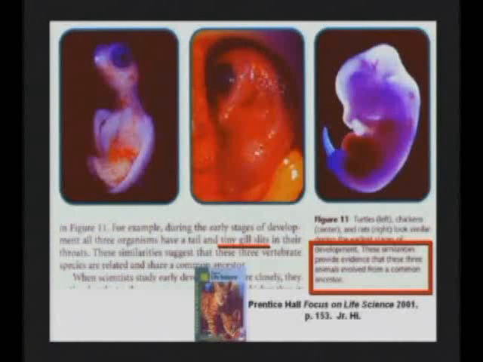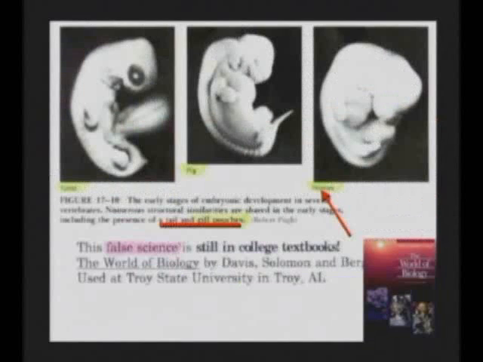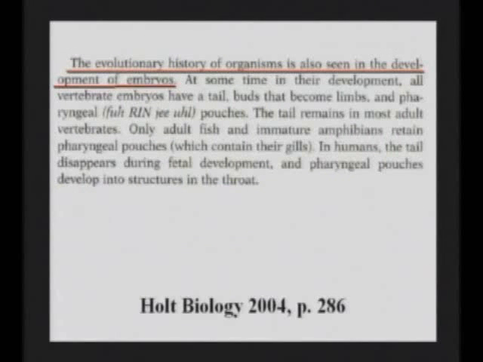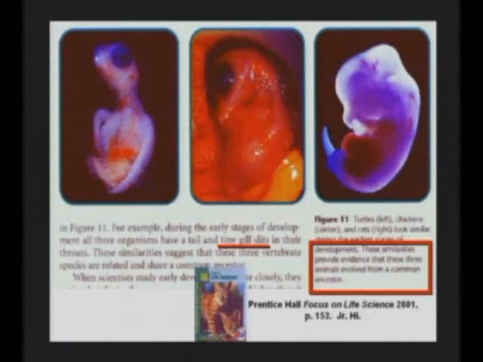Notice, for example, gill pouches, okay? Gill slits on the embryo. They're teaching this in textbooks all over the world. It's only been proven wrong since 1875. Get it out of the book. Tear the page out. I mean, it's a no-brainer. Tear out the page. It's not true.